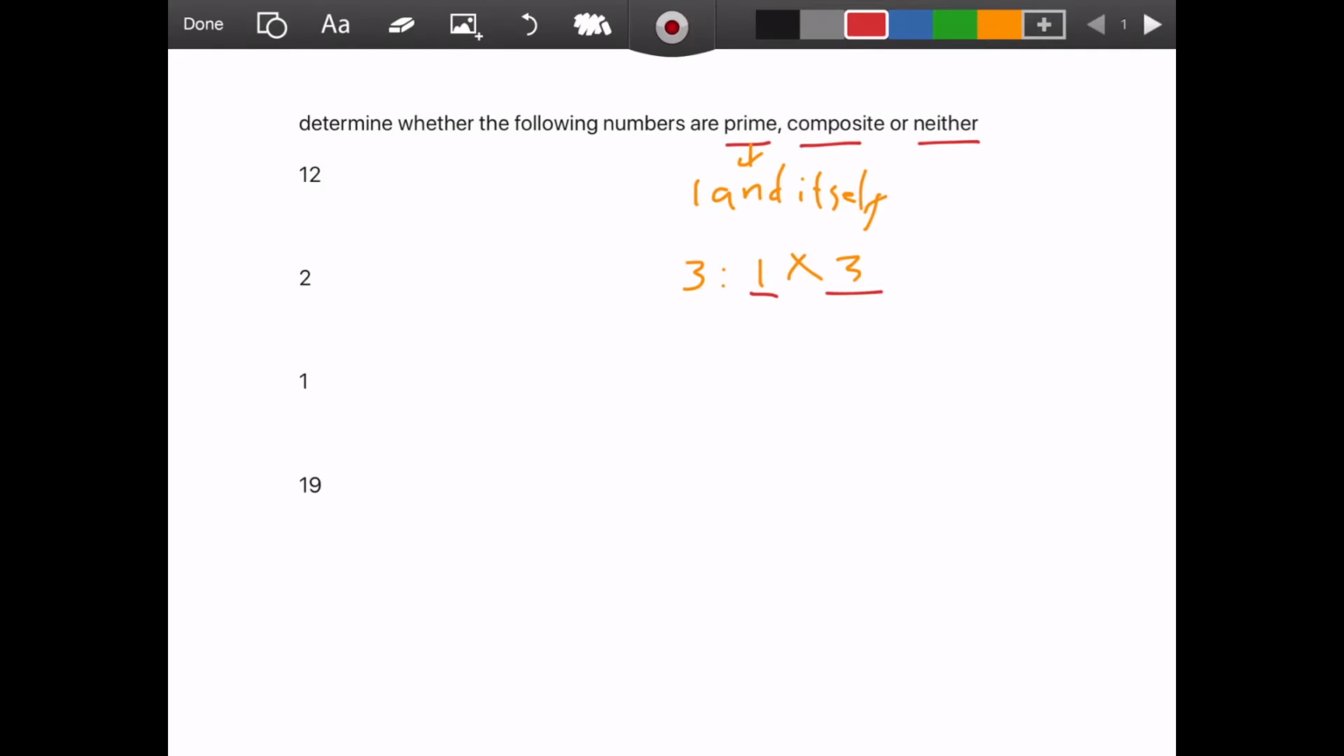Okay, a composite number, on the other hand, is a natural number that has more than just 1 and itself as factors. So it has more than two factors. Neither is neither prime nor composite. So let's look at our first example, 12.